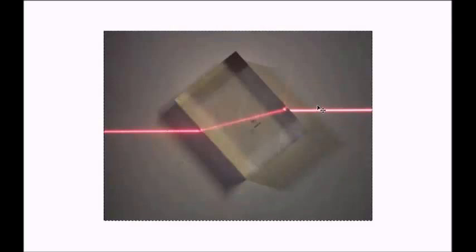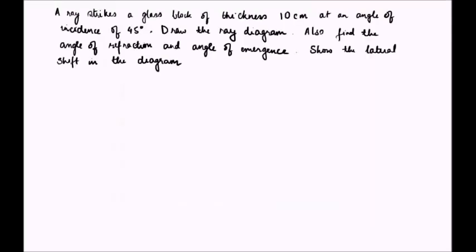Okay, now this should help you understand or remember the concept much more clearly. Let's do a numerical now. This question says that a ray of light strikes a glass block of thickness 10 centimeters. So the thickness of the glass block is 10 centimeters and the angle of incidence is 45 degrees. We are asked to draw the ray diagram for this whole incidence. Let's draw the ray diagram first.